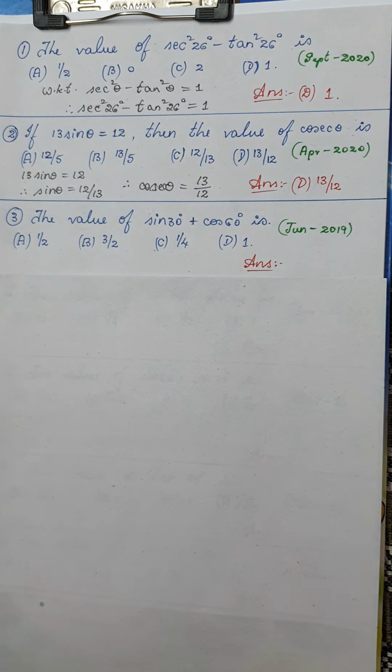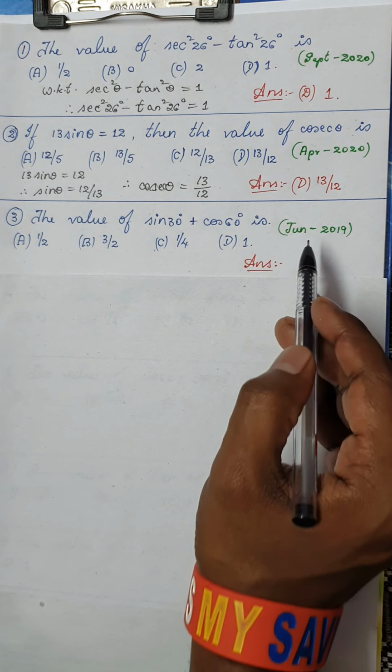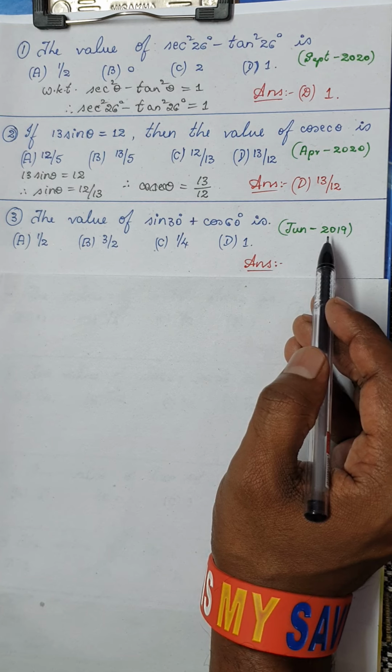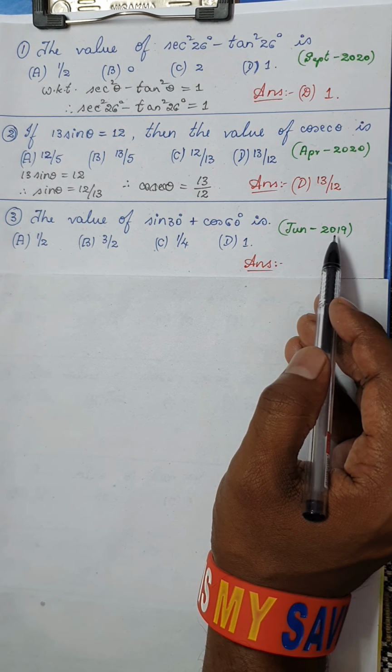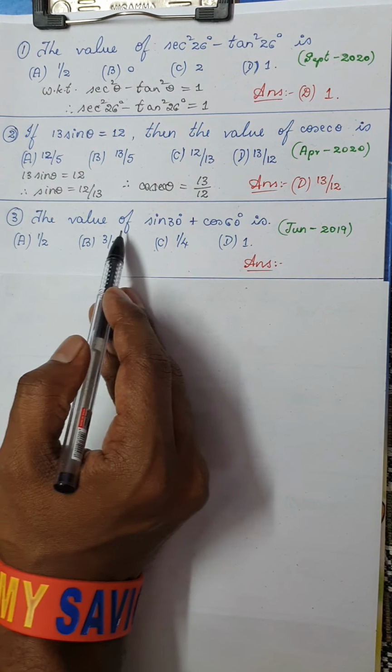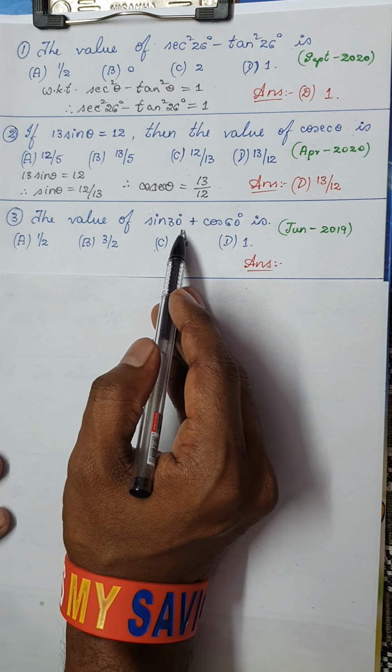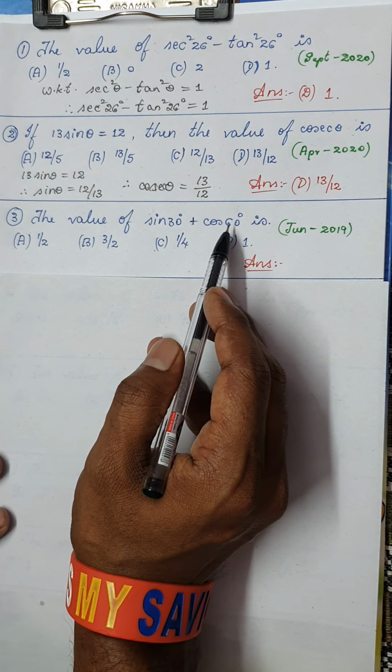Question number 3 was asked in June 2019, supplementary exam. So the question is, the value of sine 30 degrees plus cos 60 degrees is.